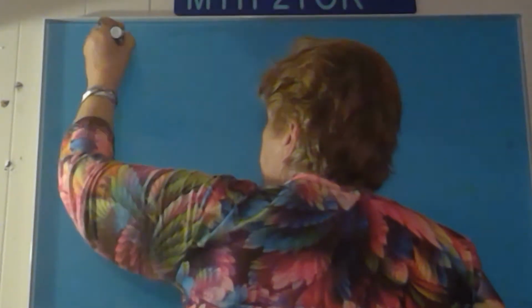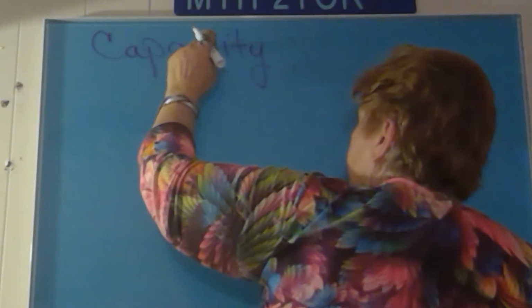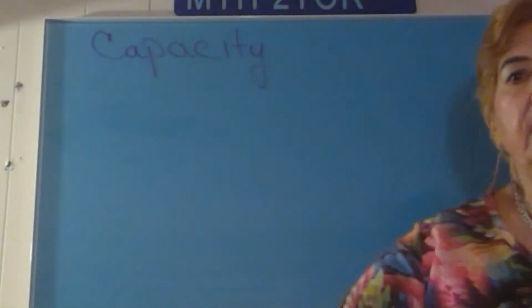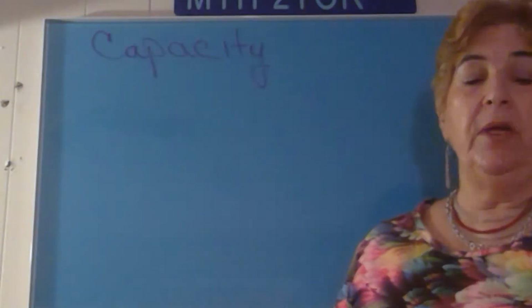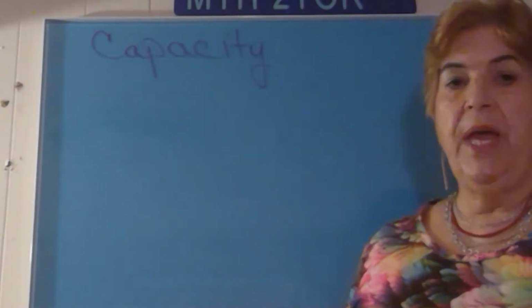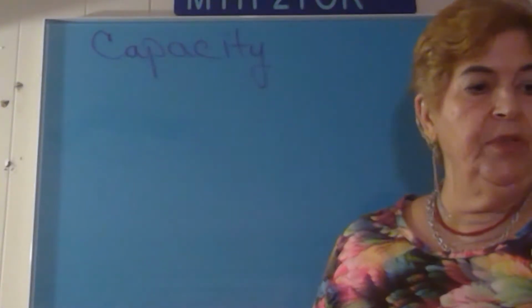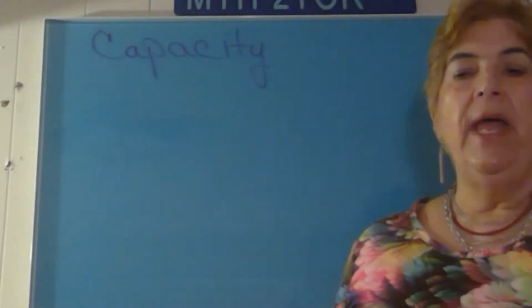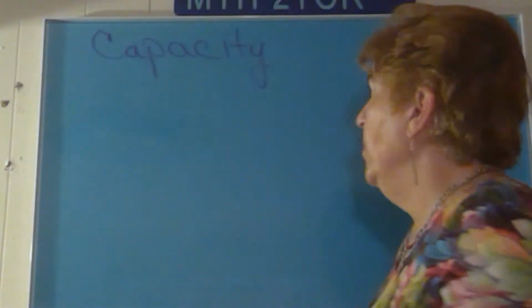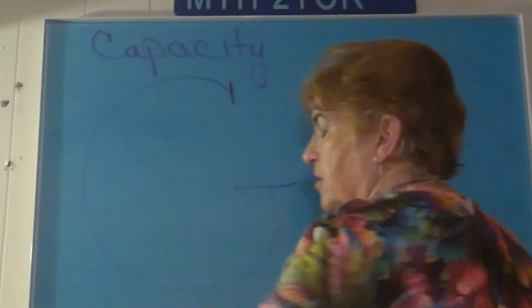What I didn't have up there was how to measure capacity. Capacity is how much something holds. It's the liquid measurement. And the reason I didn't put that up there is because we have more liquid measurements than we have of any of the others, and sometimes it's difficult to remember. So, you may have seen this before.